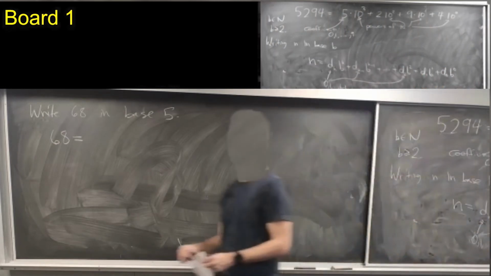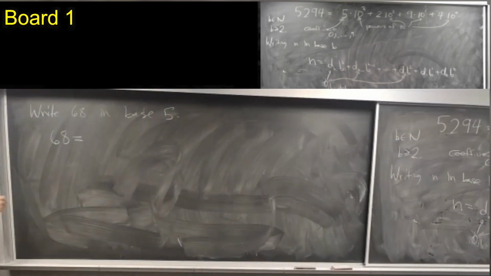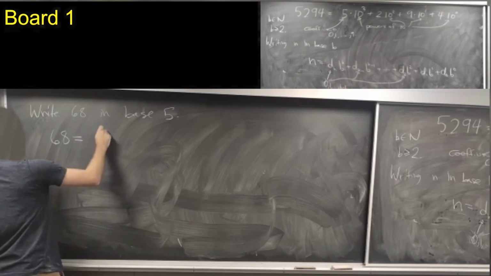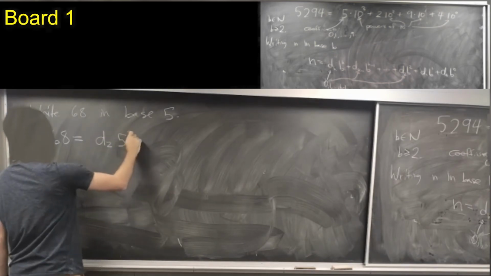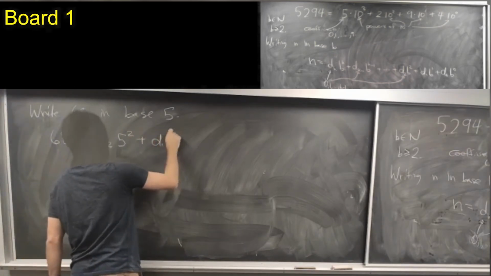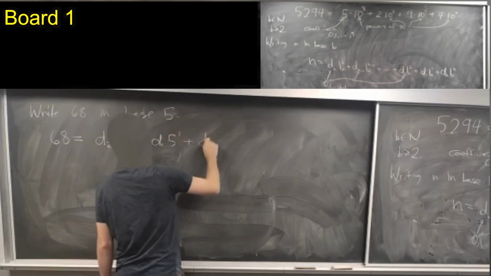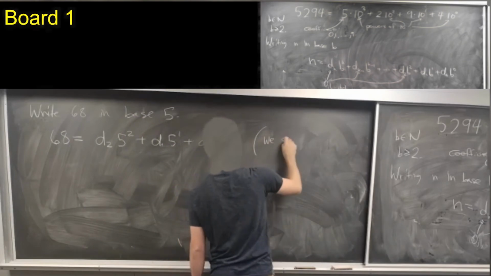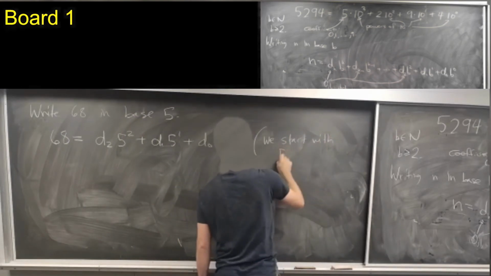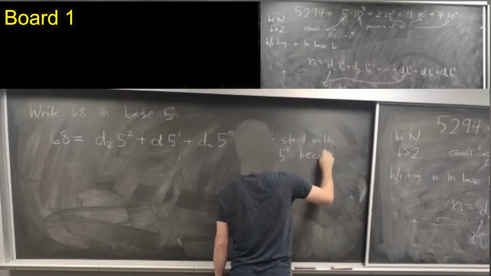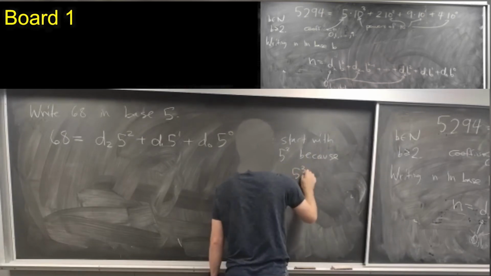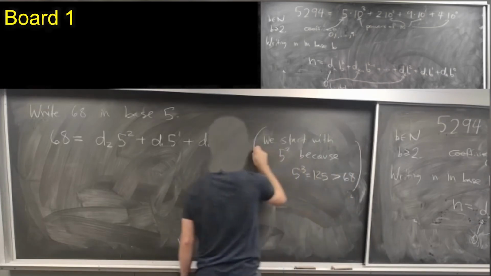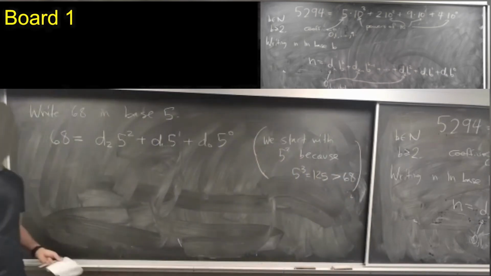5 to the power of 3 is 125. Yeah, exactly. So I'm going to write this as d2 times 5 squared, plus d1 times 5 to the 1, plus d0 times 5 to the 0. And we start with 5 squared because 5 cubed is 125, which is too big, right? So there's no way we can actually use that.